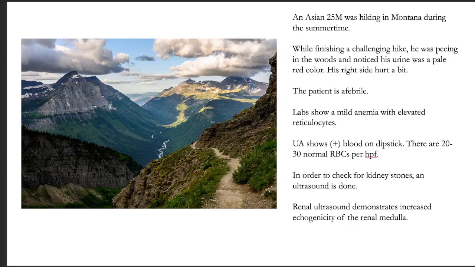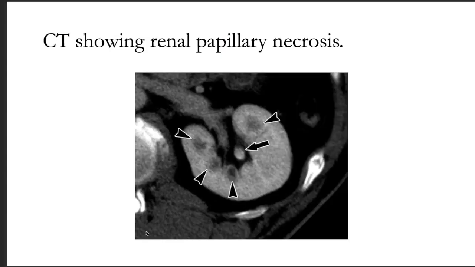And once he gets back from his trip, he goes to the urgent care. They see blood on the dipstick, and there's 20 to 30 normal RBCs per high power field. They decide to do an ultrasound to check for kidney stones, and while they're doing that, they see increased echogenicity of the renal medulla. This is actually something I wasn't too familiar with, but as far as the diagnosis here, it's kind of interesting. So we see renal papillary necrosis.